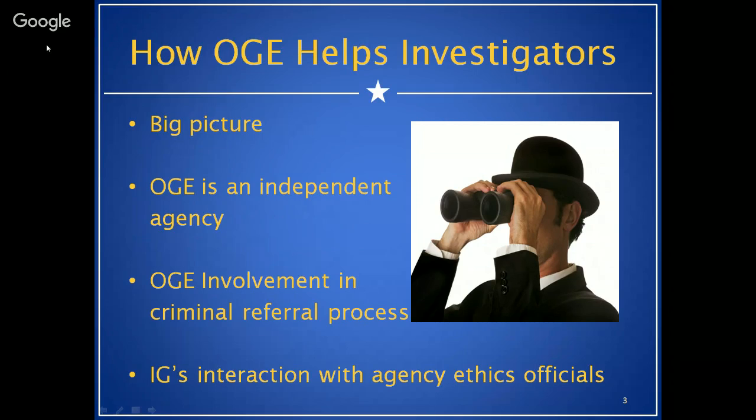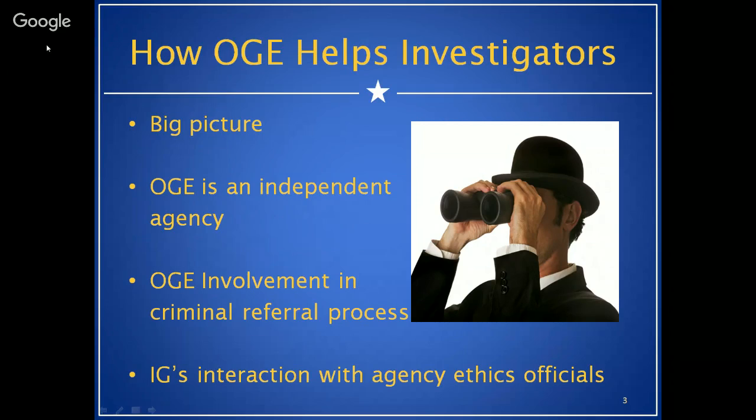So let me talk a little bit about how OGE gets involved in the criminal referral process. Based on our statute, we are obligated to cooperate with the Attorney General to develop an effective system for reporting allegations of criminal violations. Therefore, we insist that agencies, especially ethics officials who are subject to our oversight, honor their obligation to refer criminal allegations.